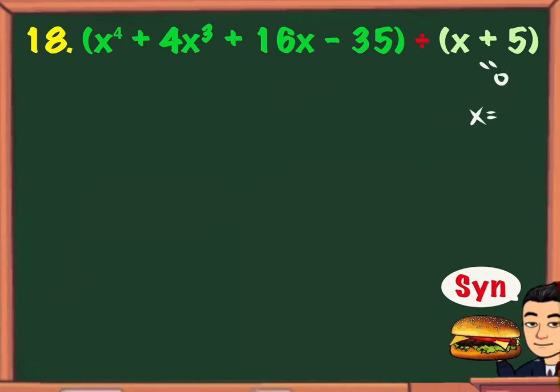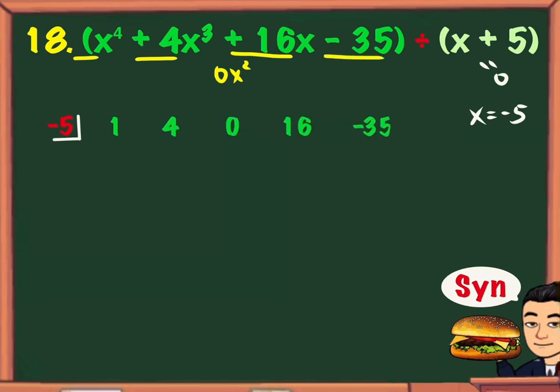For number 18, let's go ahead and set x plus 5 equal to 0. So x is going to equal negative 5. So that's what you're going to put in the box, negative 5. So if you look at the coefficients, this is going to be 1, positive 4, but we're missing an x squared, so you're going to put 0 for the x squared, and then followed by positive 16, and then negative 35. So it's going to look like this.